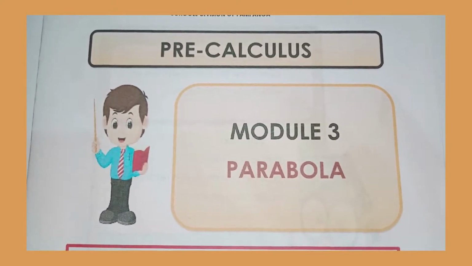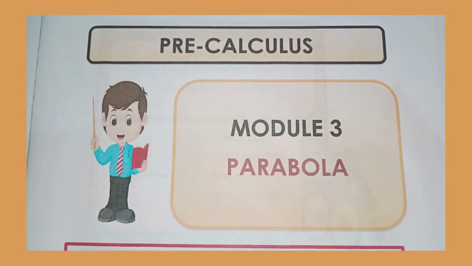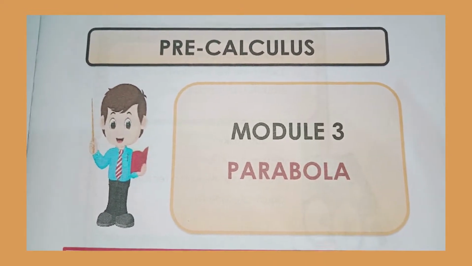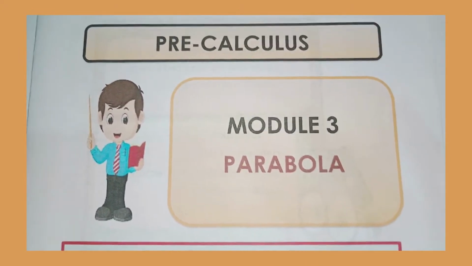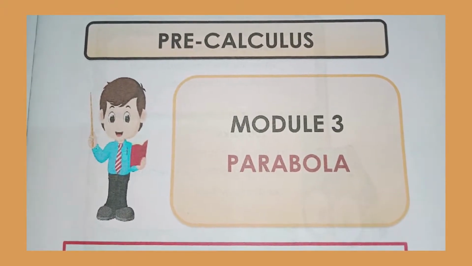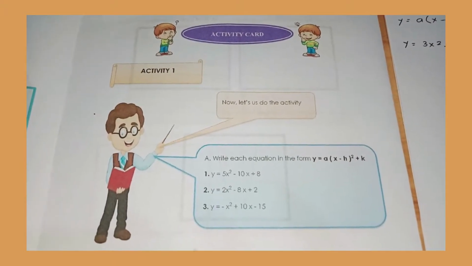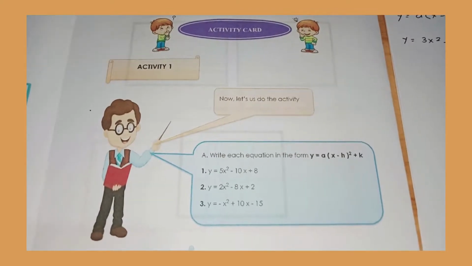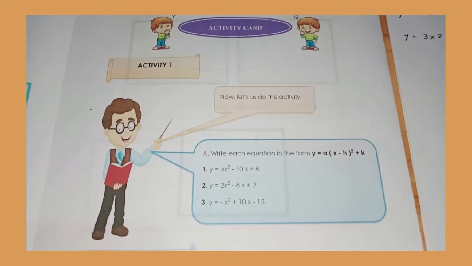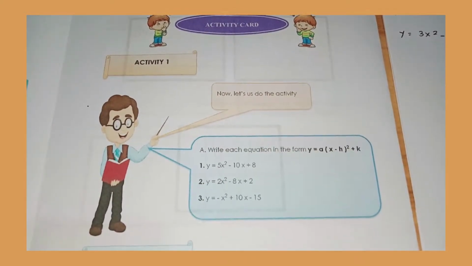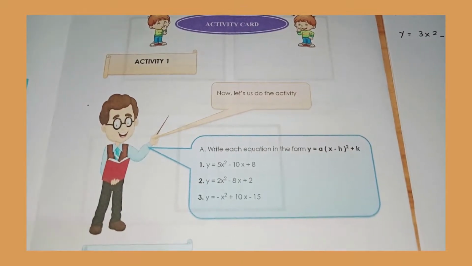We're done with the first type of conic, which is the circle. Let's now proceed with Module 3, which talks about the parabola or the second type of conics. For activity number 1, we need to write each equation in the form y is equal to a quantity x minus h squared plus k.